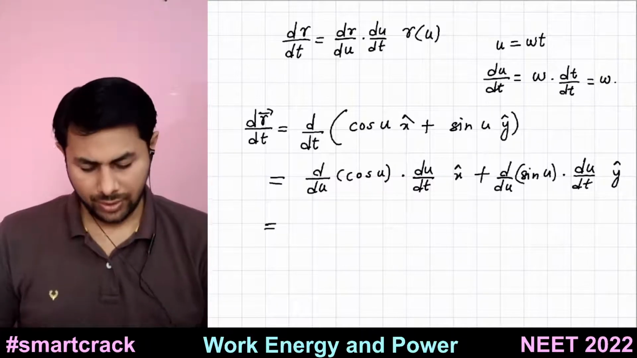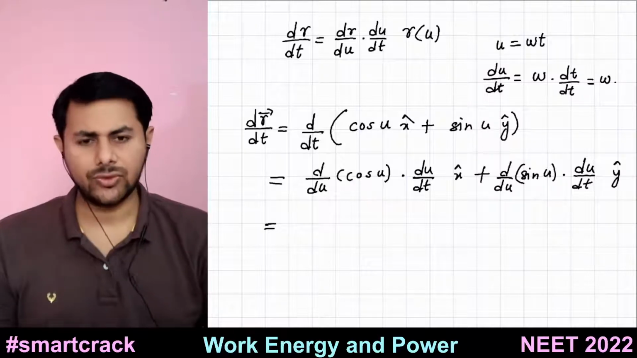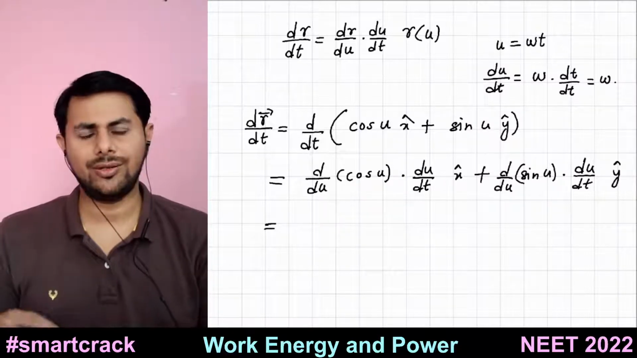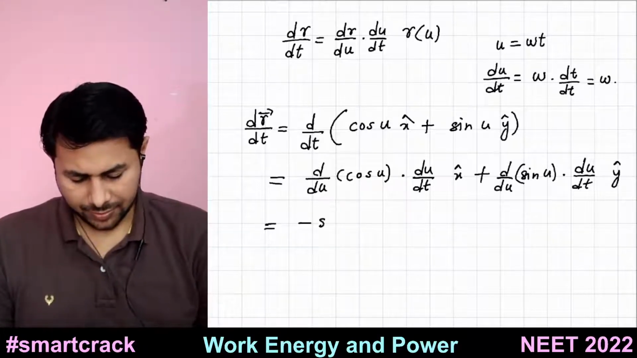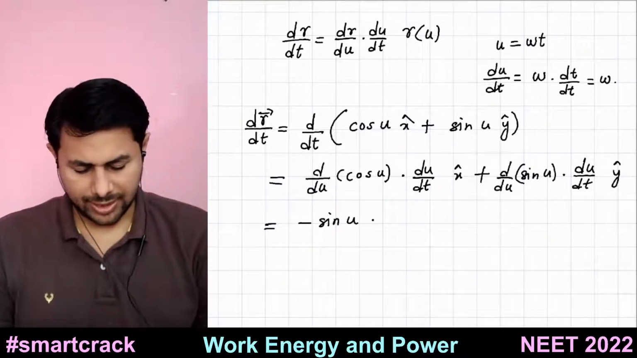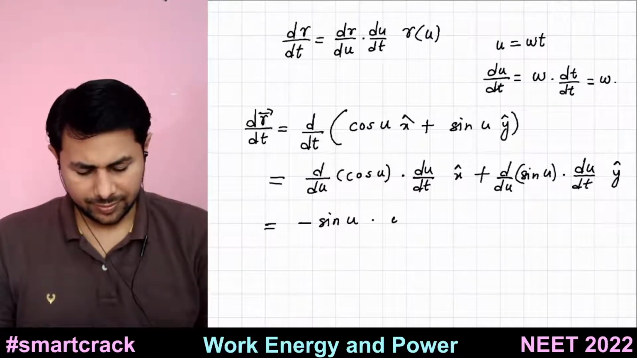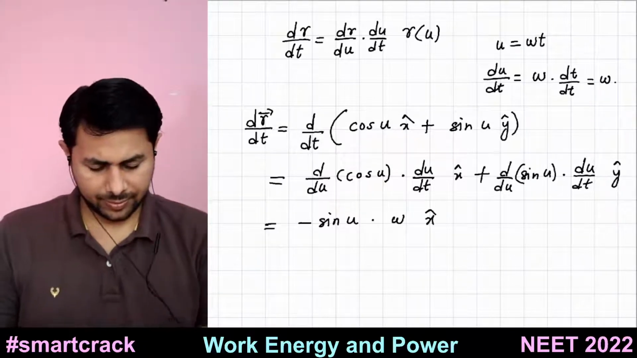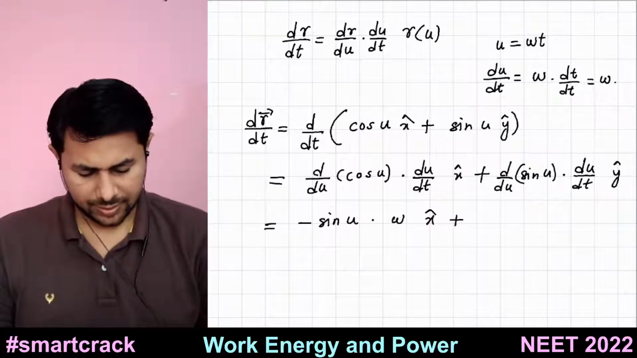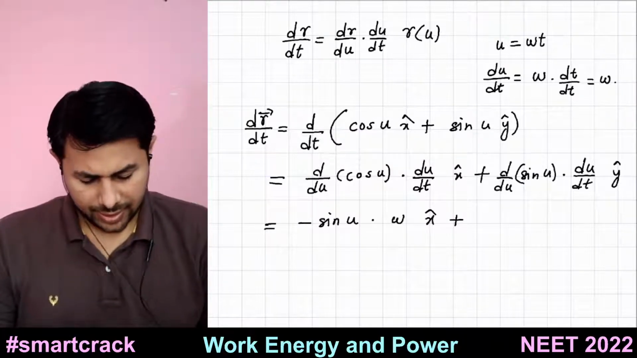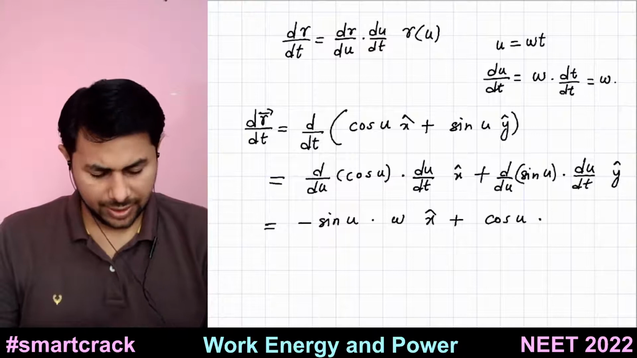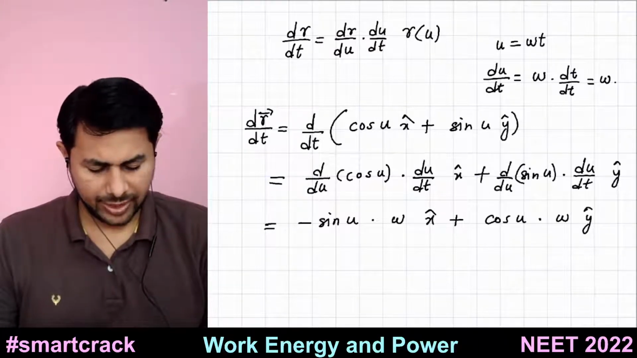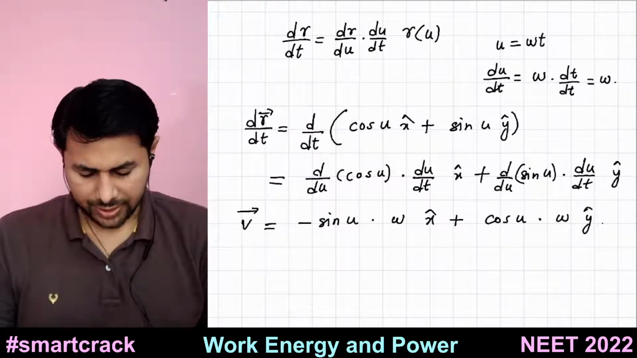Now take the derivative. What is derivative of cos u with respect to u? It will be minus sine u, right? So it is minus sine u multiplied by du by dt, which is omega, into x cap, plus, you can write this as derivative of sine u with respect to t. It is cos of u multiplied by, what is du by dt? It is omega times y cap. So this is your velocity.